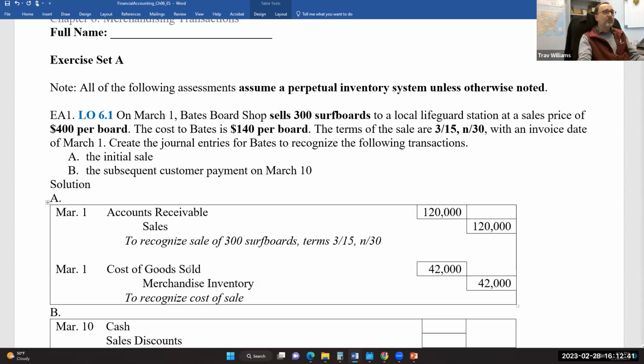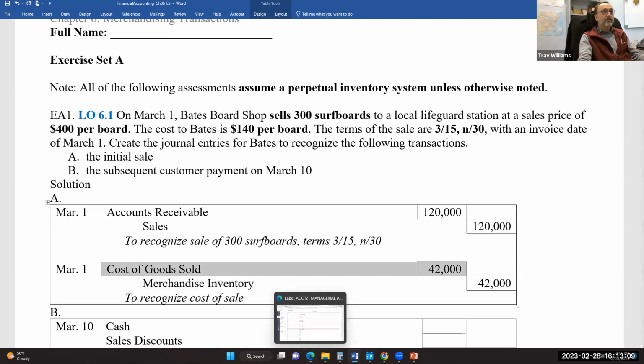Now, let me take this opportunity to remind you, inventory is an asset. It's something we own. So when we sell it, that asset goes down and it gets a credit, right? Because assets decrease on the credit side. At the same time, when we sell that inventory, it becomes cost of goods sold, which is an expense. And expenses increase on the debit side. So we have an expense going up and we have an asset going down. Okay?